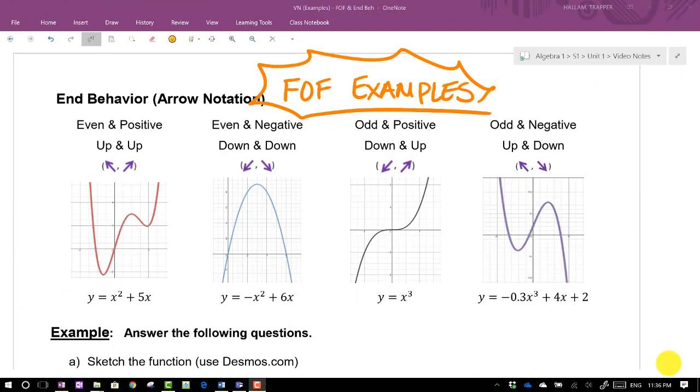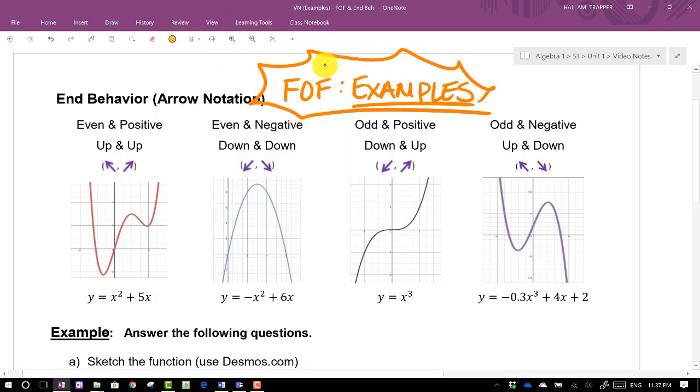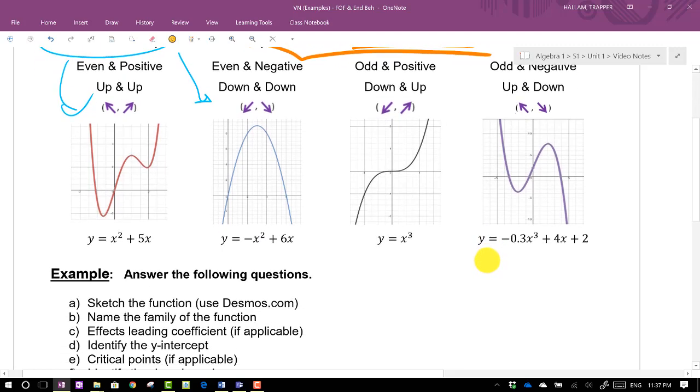Okay, hi and welcome to the accompanying video for family of functions, which we're going to deal with examples. So in this video, we're going to deal with all of the stuff that we talked about in the previous video, but the examples of them. Right here is a quick reminder of what end behavior would look like if you need a quick reference for it. So they give you a couple of examples and they talk about what end behavior would be. Again, notice that all of these are polynomial functions.